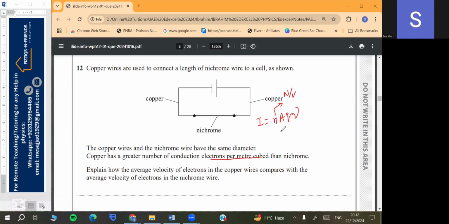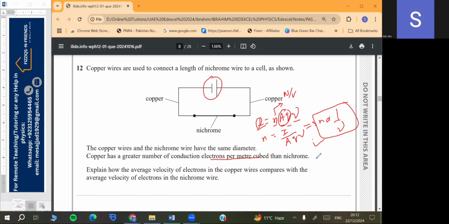Okay, and for copper we have the same current because same battery for both. We have the same area because the diameter is the same, and then we only have two things to compare: the speed and the number of electrons per unit volume. Okay, so all these things are constant, so we are only left with N equals I over AQV. Okay, so this refers to this. Actually, from this point, our answer starts for this question. All the explanation that I have given you previously was just a background for your understanding, for your clarity of the concepts. So N is inversely proportional to V, that is 1 over V.